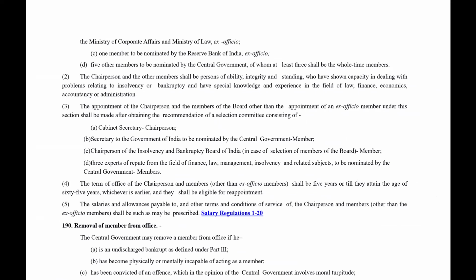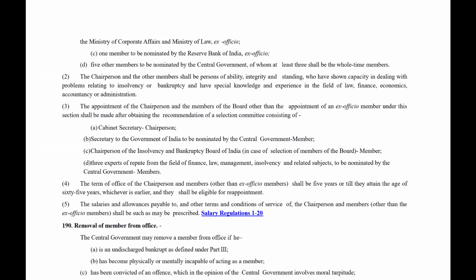Selection committee में क्या होगा? कैबिनेट सेक्रेटरी उसका चेयरपर्सन होगा, secretary to the government of India to be nominated by the central government member, and chairperson of IBBI in case of selection of member of the board, member होगा इसका, and then 3 experts of repute from the field of finance, law, management, insolvency and related subjects to be nominated by the central government as members.